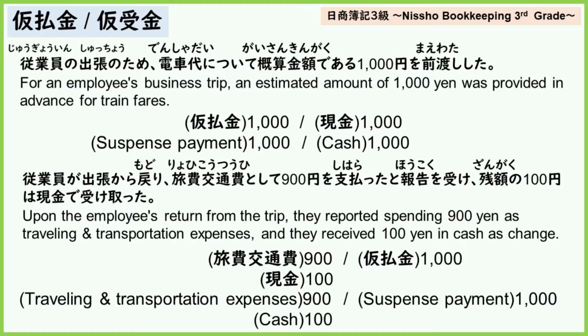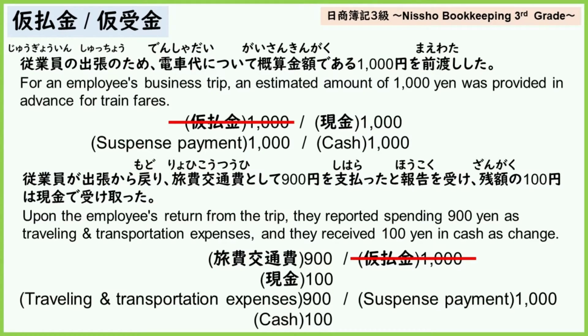Firstly, the suspense payment account is nullified, so it's credited to offset and eliminate the balance. Next, as expenses for traveling and transportation expenses have occurred, we debit this account. The 100 yen received in cash is debited.